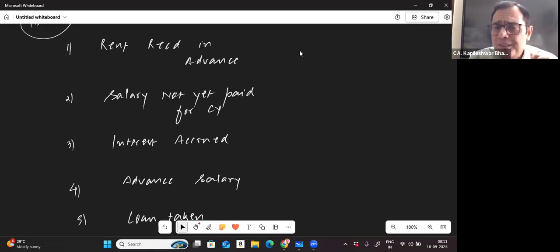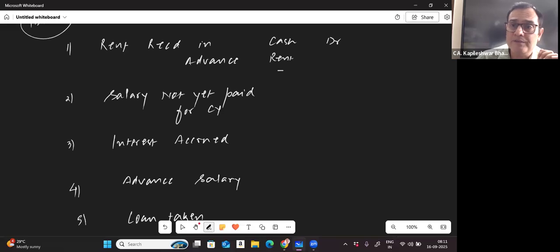It says rent received in advance. It's not an income because you're receiving in advance. So in this particular case, the two accounts are cash. Cash will increase, that gets a debit, and I cannot book an income, and therefore you're going to record a liability, and that is rent received in advance, which gets a credit.